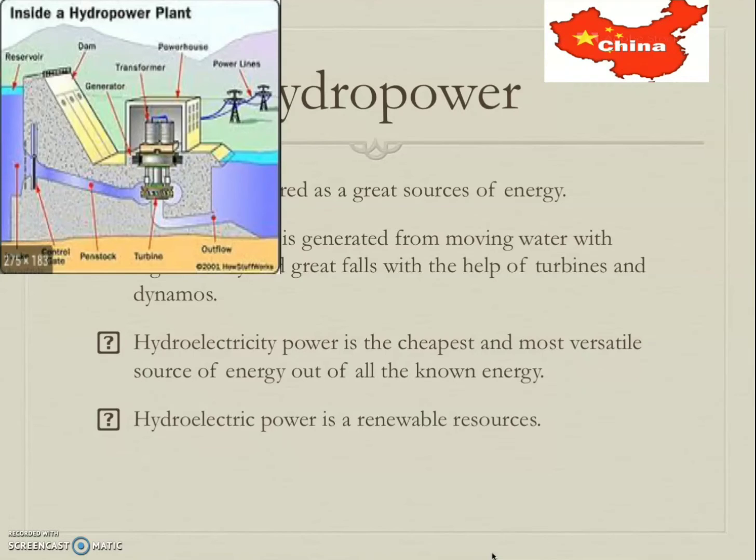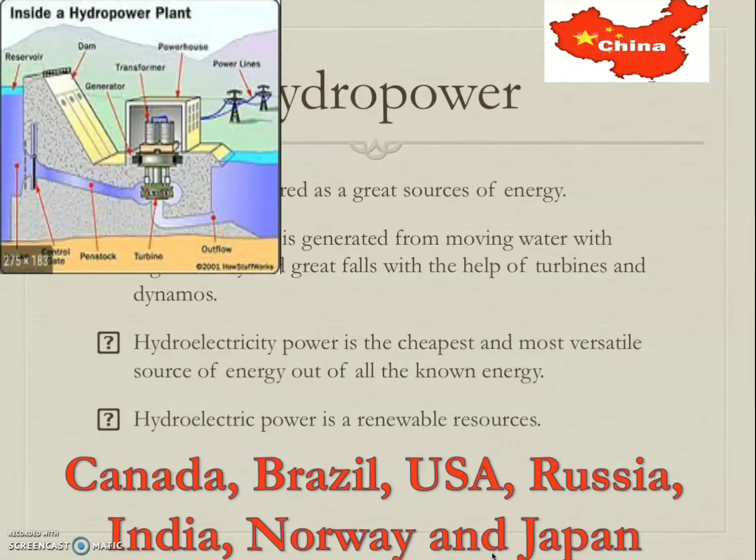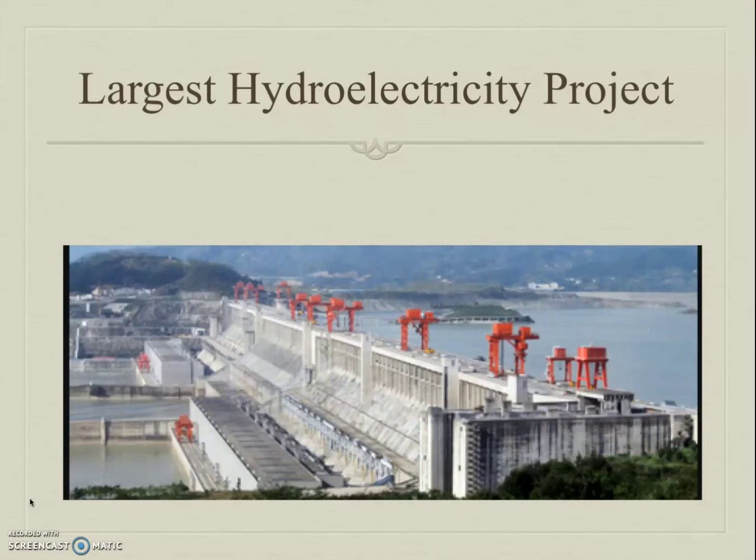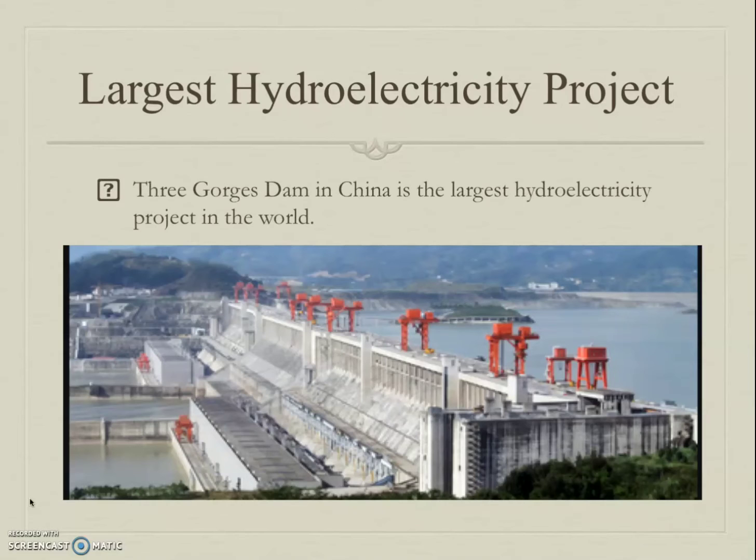China is one of the largest producers of hydroelectricity. Okay, and countries like Canada, Brazil, USA, Russia, India, Norway, and Japan are some of the countries producing hydroelectricity. Okay. Next, we are going to see the largest hydroelectricity project. Students, do you know the Three Gorges Dam in China is the largest hydroelectricity project in the world? The construction started in 1994 and ended in 2012. The installed capacity of the dam is 22,000 MW.